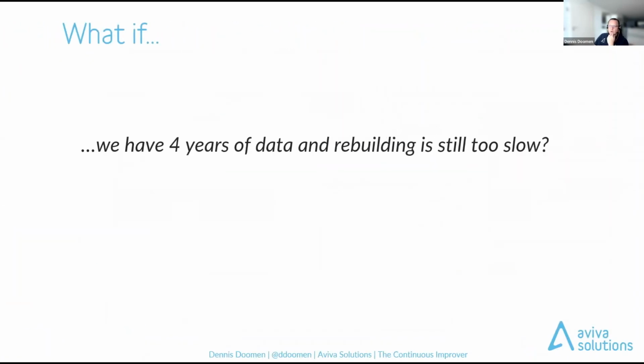What if we have 4 years of data and rebuilding is still too slow? So we did all the fancy stuff, and yeah, I mean, it's still too slow.